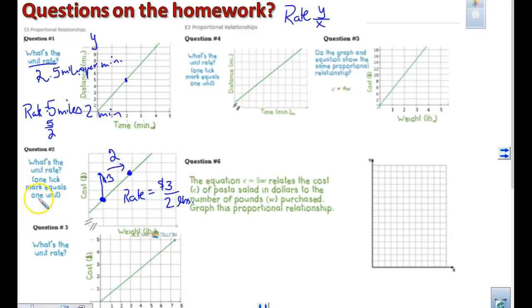But, Sammy, I want a unit rate. How do I get the unit rate? Divide. Okay, and get what? 1.5. $1.50 per 1 pound. Okay? We're looking at the next one, Brooke, number 3.